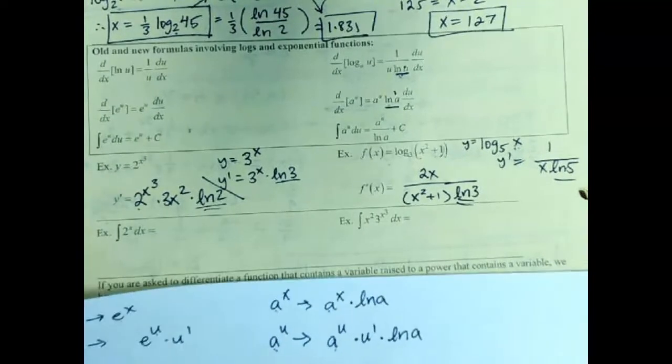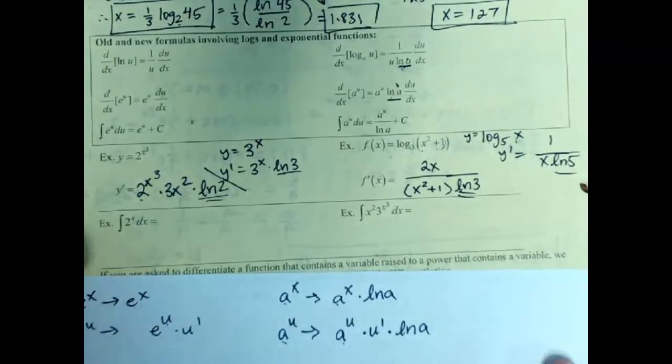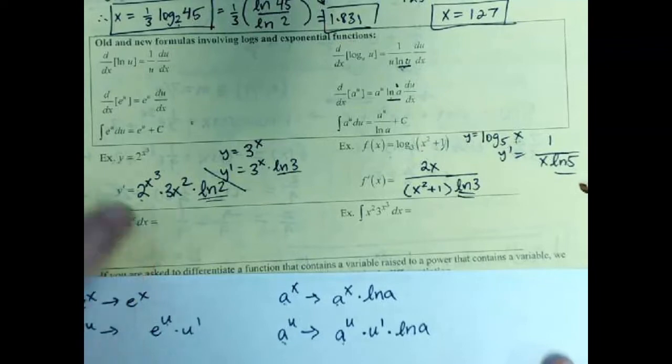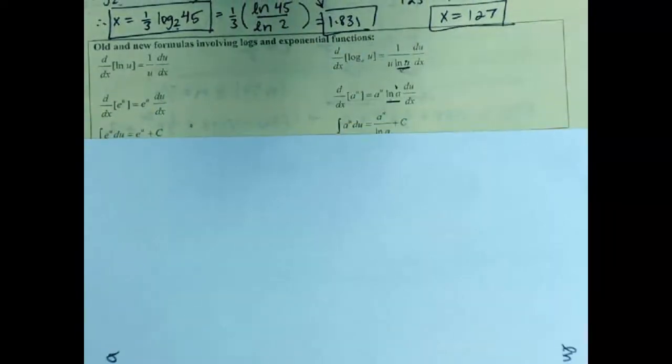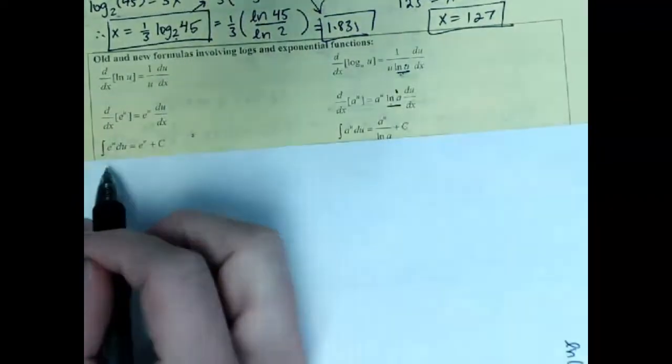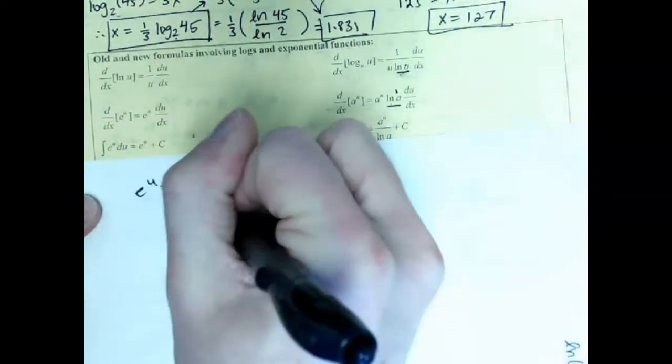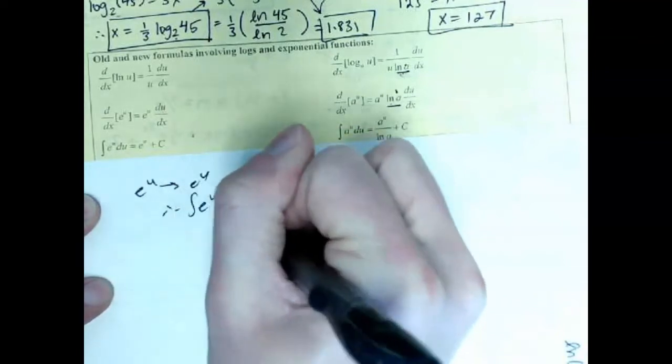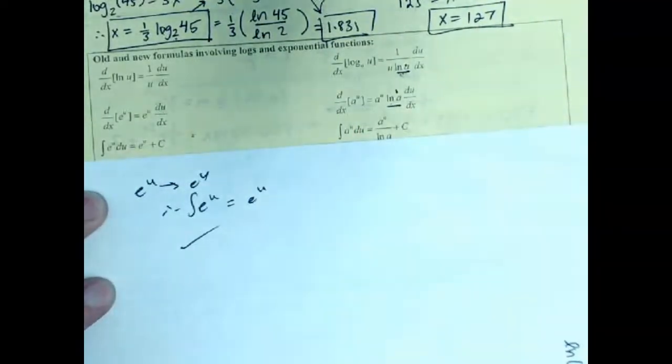Okay, now let's think about this integration. So let's think about 2 to the x, and let's think about integrating it. And let's kind of revisit these formulas. Obviously we know the derivative of e to the u is e to the u, therefore the integration of e to the u is e to the u plus c, right? That's really easy. We've done the exponentials already.